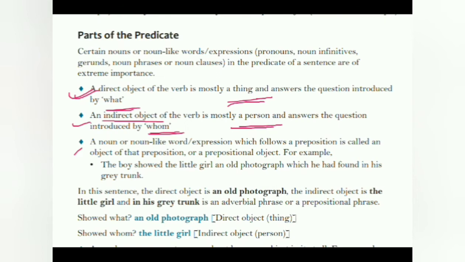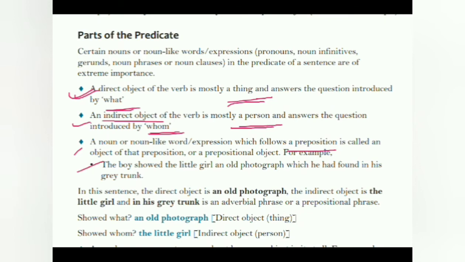And next is a noun or noun-like word or expression which follows a preposition is called an object of that preposition or a prepositional object. You will understand it more with the help of this example.